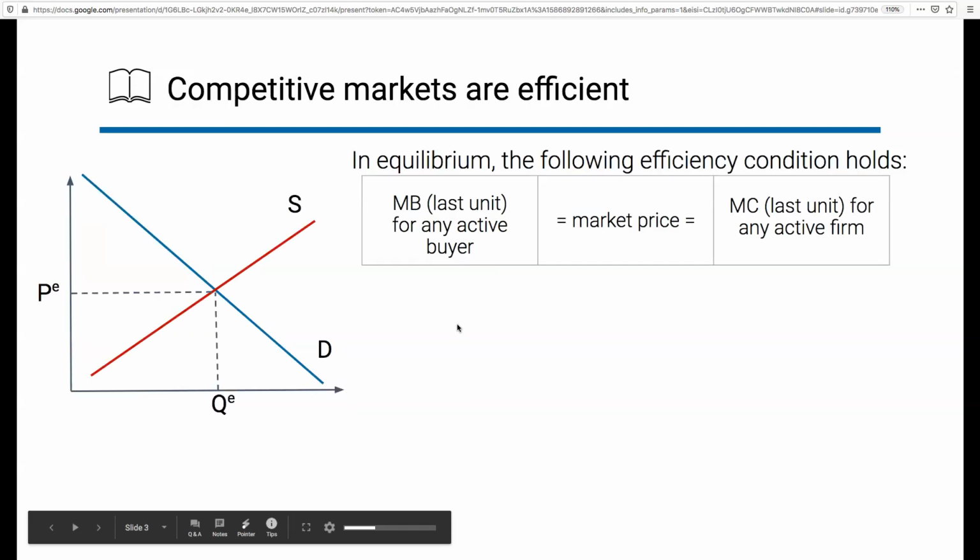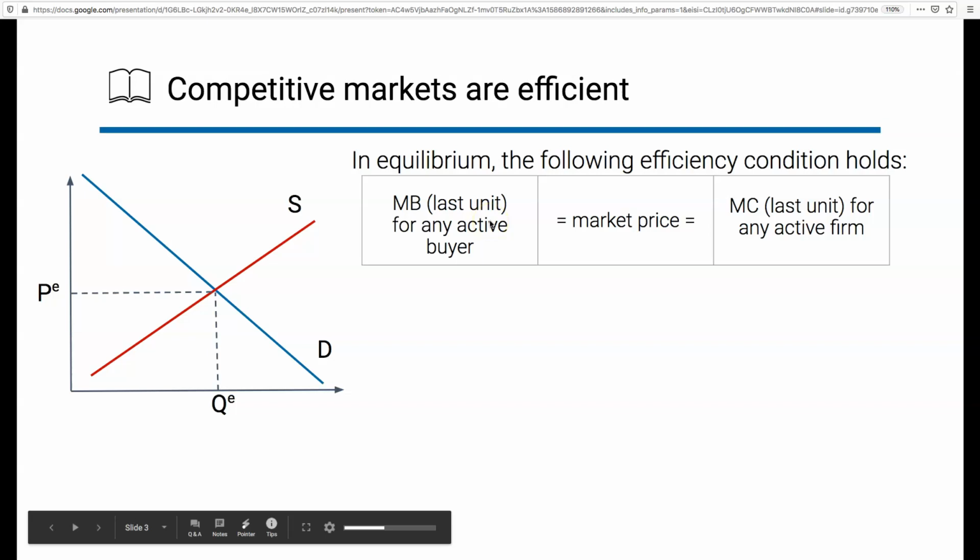So last week, I derived the conditions for you that hold in the equilibrium in a competitive market. And basically, I said that competitive markets are efficient because the following two qualities hold. The marginal benefit of the last unit produced for any active buyer in the market should equal the market price. And on the other hand, for any active firm producing in the market, the marginal cost of the last unit produced equals market price as well.